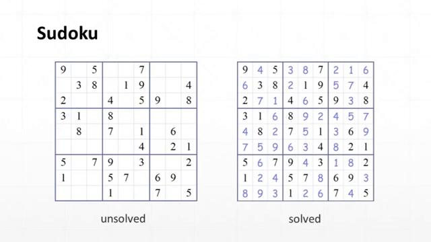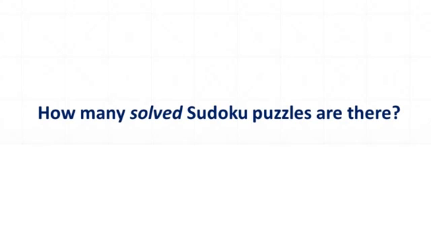This is an unsolved Sudoku puzzle, while this is a solved Sudoku puzzle. How many solved Sudoku puzzles are there? This is the question that we are interested in. In fact, researchers proved that the number of Sudoku puzzles is 6.7 times 10 to the power 21 by a computer program. Therefore, we'd like to answer this question by using another approach, relating Sudoku graph to graph theory.